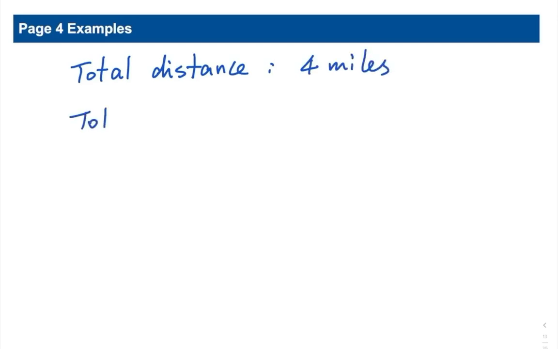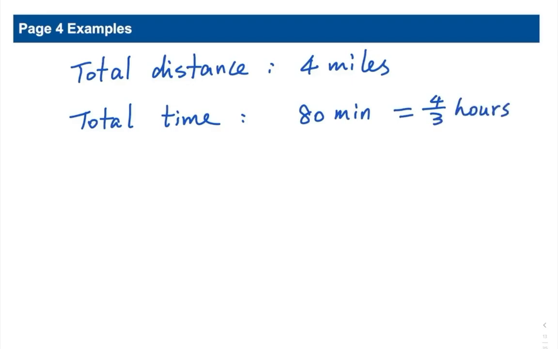How about total time? 25 minutes going there and 55 minutes coming back, that's 80 minutes, which is 4/3 hours. So what is the average speed? It's going to be total distance divided by total time. So 3 miles per hour.